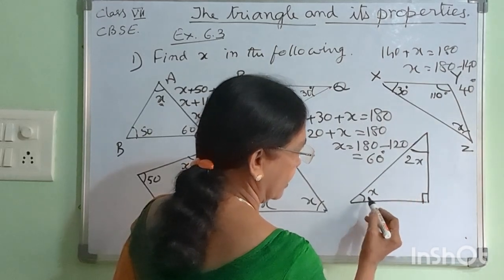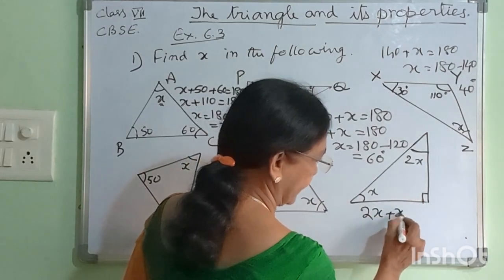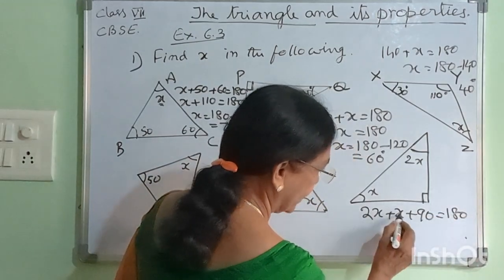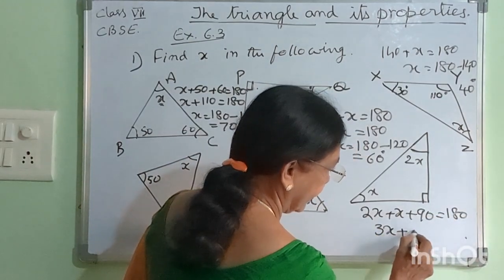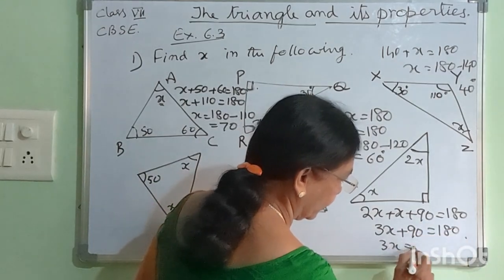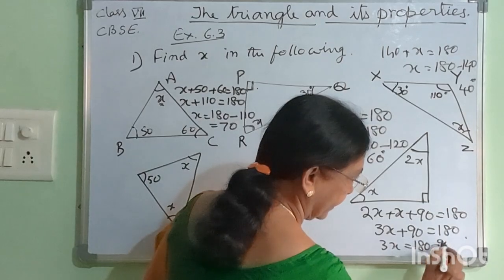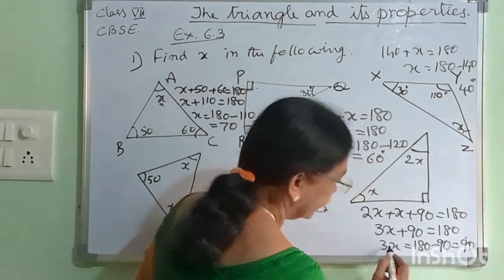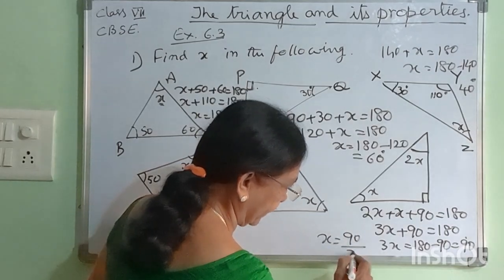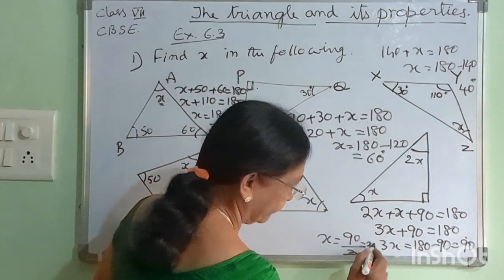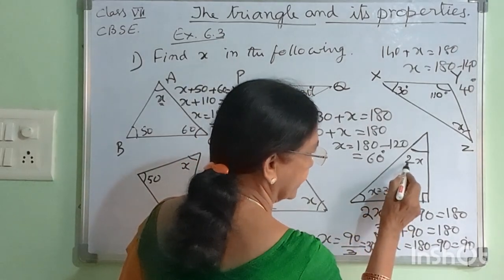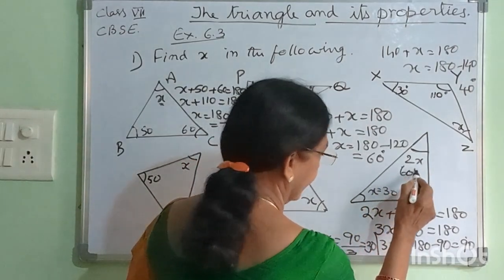2x plus x. So the sum of the angles, 2x plus x plus 90, is equal to 180 degrees. Or 2x plus x is 3x. 3x plus 90 is equal to 180, or 3x is equal to 180 minus 90, that is 90. 3x is equal to 90. Therefore, x is equal to 90 by 3, that is 30. x is equal to 30. Therefore, this angle is equal to 30 and this is 2 into 30, 60 degrees.